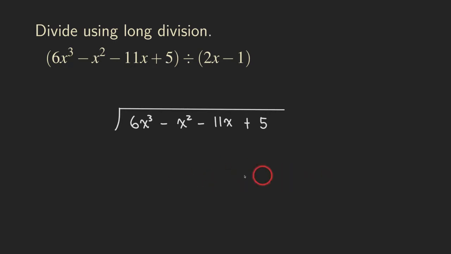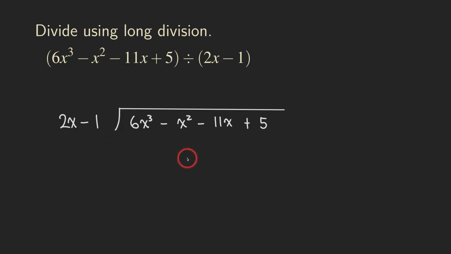Now, that is called the dividend, which comes on the left side of the division symbol, and so that goes inside the house. The expression that comes on the right side of the division symbol is called the divisor, and that goes outside the house. We'll put it right here: the 2x minus 1. Okay, so now we're ready to do the long division.